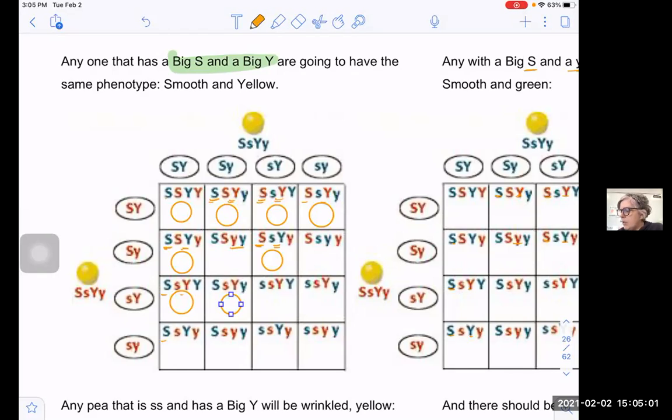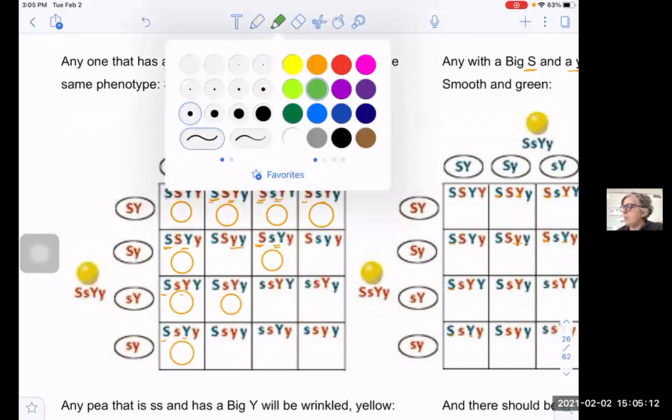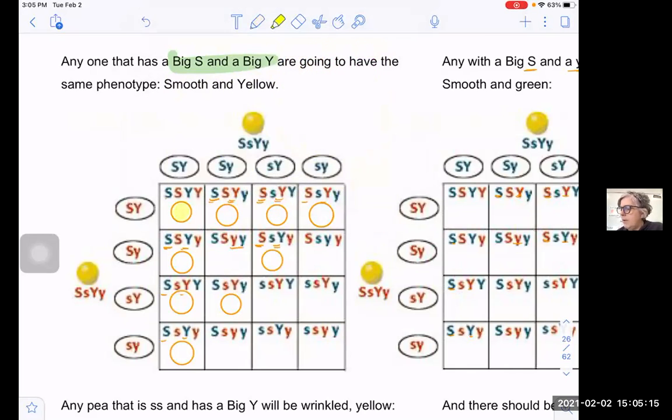They have little s, little s. So on my last row, I have the first one is also smooth and yellow. And then as I look through the rest of them, there's no more smooth and yellows. So I'm just going to color these in yellow. And while I do that, I'm going to count them. So I have 1, 2, 3, 4, 5, 6, 7, 8, 9. So there are 9 smooth yellow offspring.